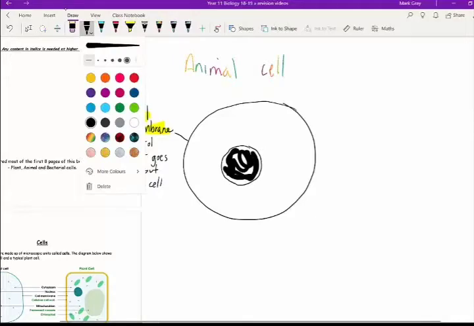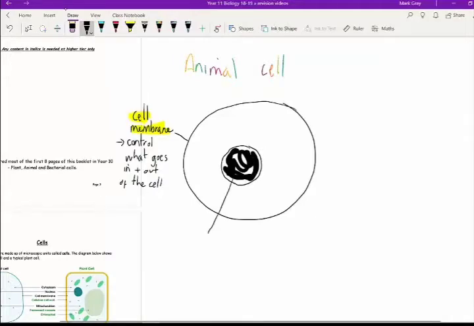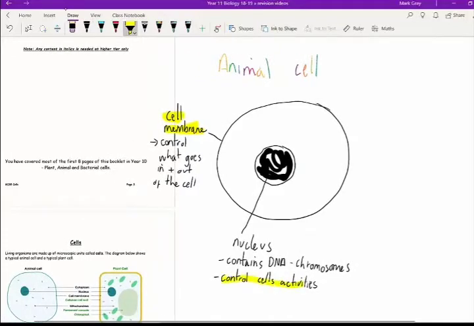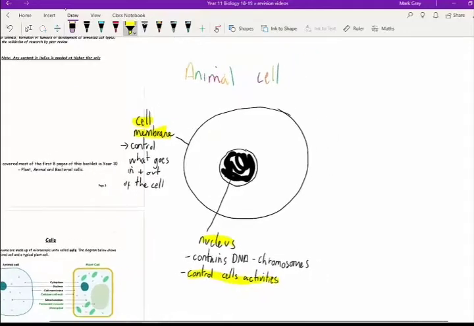The next thing we've got is this big thing in the middle, and it's usually quite dark, and it looks a bit like that, and this is known as the nucleus. Now, the nucleus contains DNA in the form of chromosomes, and its main function is to control the cell's activities. So, because it contains the DNA, it basically controls what the cell does. So we say that the nucleus controls the cell's activities.